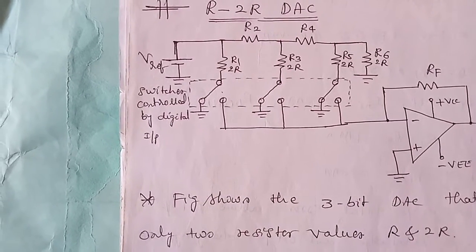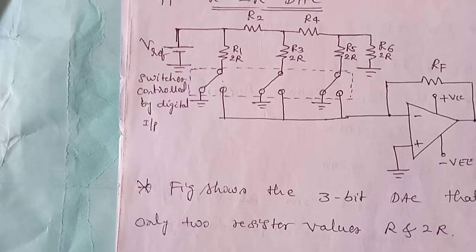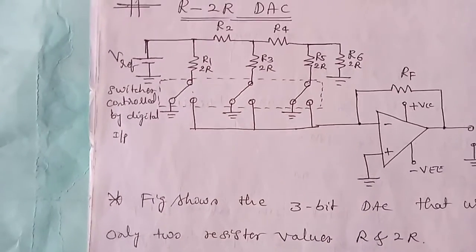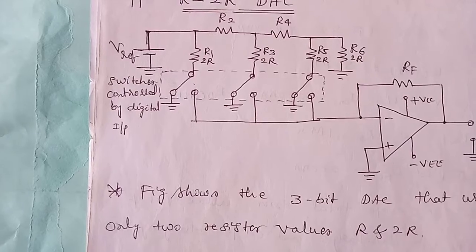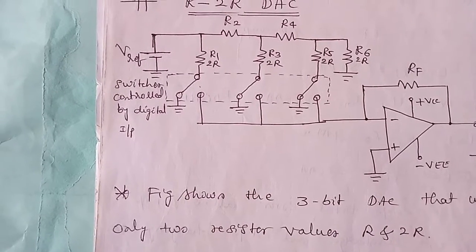So it shows a 3-bit figure, the 3-bit DAC that uses only 2 resistor values, R and 2R. So we are going to use only 2 values of resistances, R and 2R. The circuit uses a reference voltage, so we can see here V reference voltage has been used.